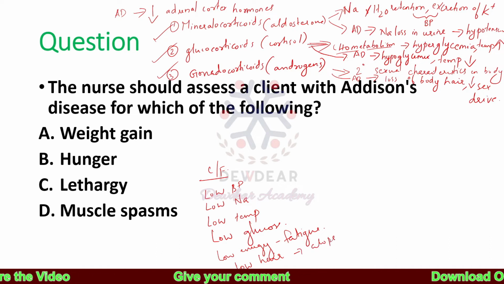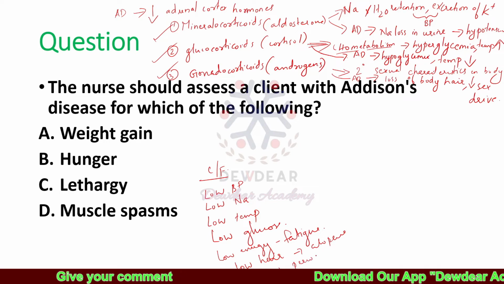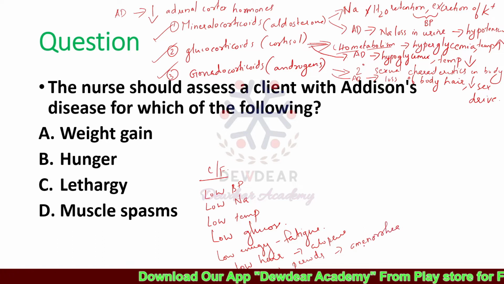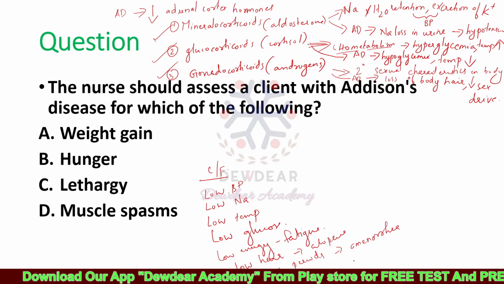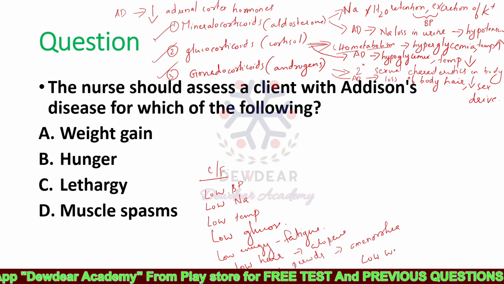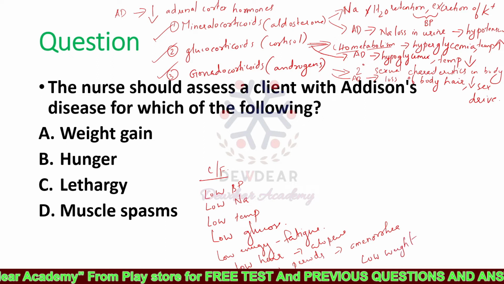Alopecia will be there. Then low periods or amenorrhea, slow or absent periods. So amenorrhea can be noted here. And among the other associated features, low weight will be found.